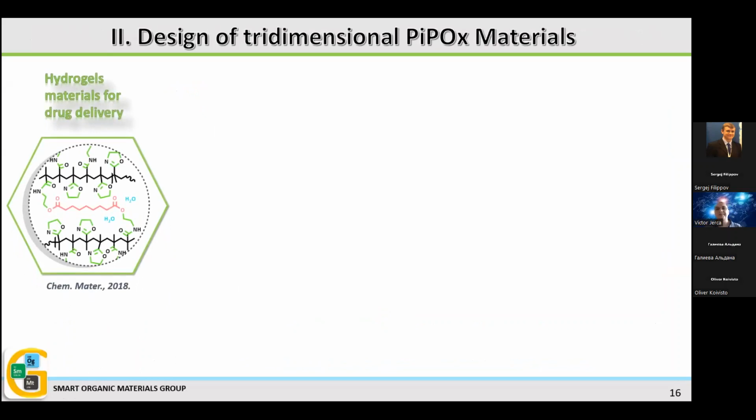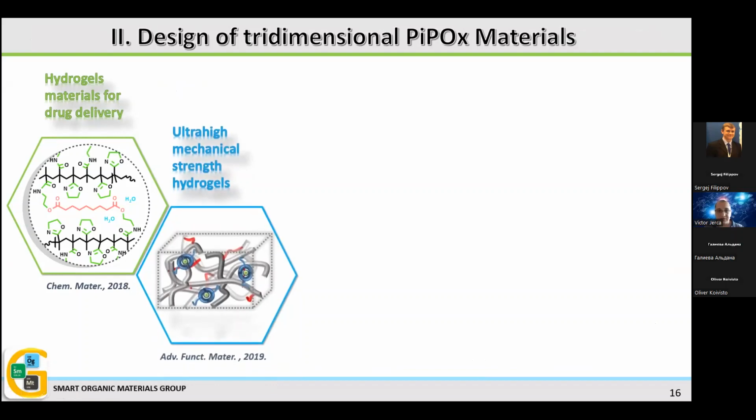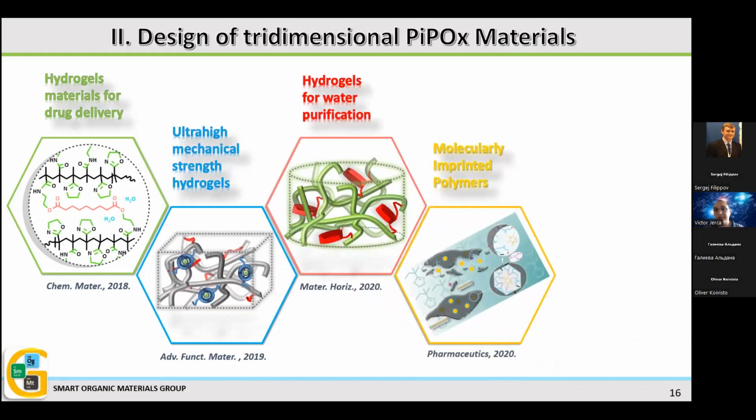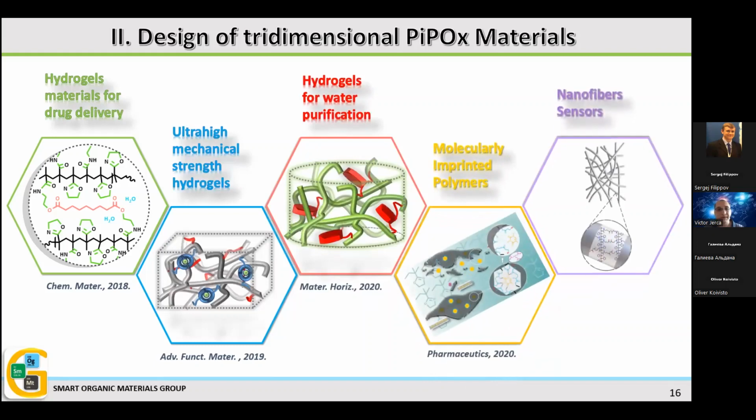So up to now, you have seen applications that involve the modification of PiPOx with monocarboxylic acids, but we can also use dicarboxylic acids, and in this case we would gain access to cross-linked materials. And this is what we did. So we synthesized hydrogel material for drug delivery applications, ultra-high mechanical strength hydrogels for water purification, molecularly imprinted polymers, and nanofibers.